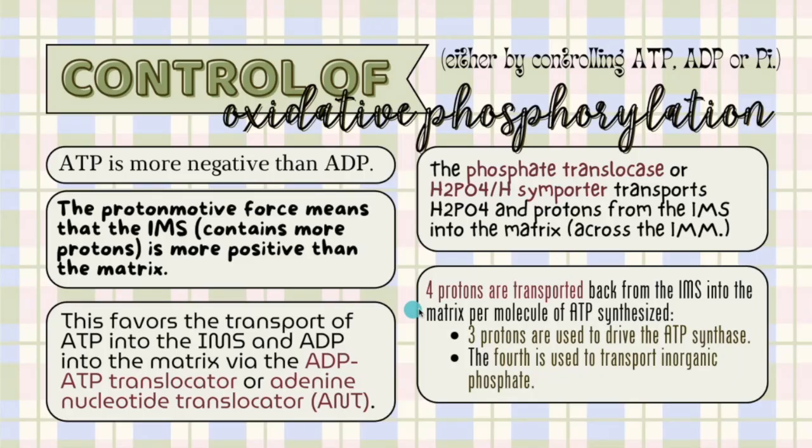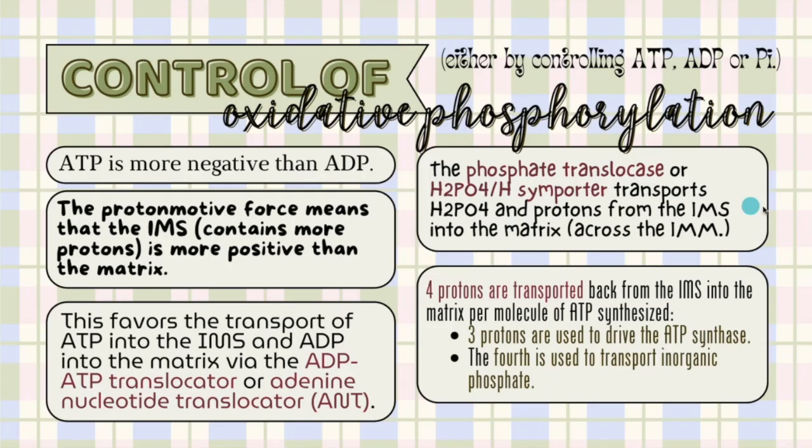Now, in total, the number of protons transported per molecule of ATP synthesized is going to be 4. Why? Because 3 protons are used to drive the ATP synthase, like mentioned before, and the 4th one is used in this phosphate translocase symporter.